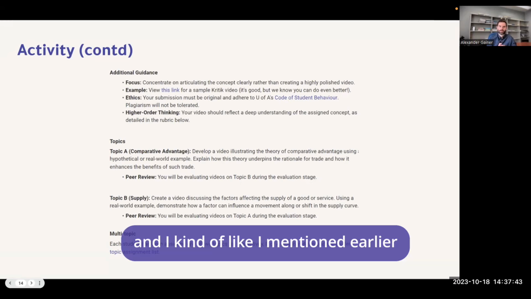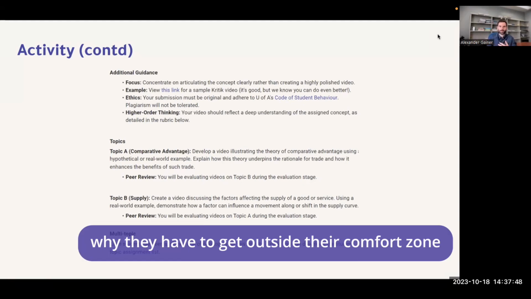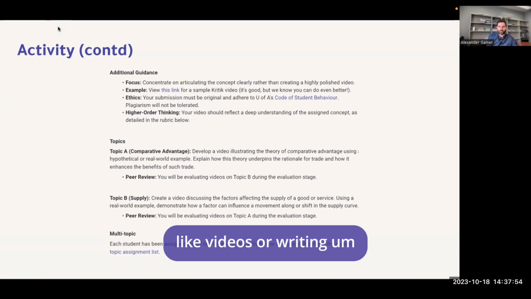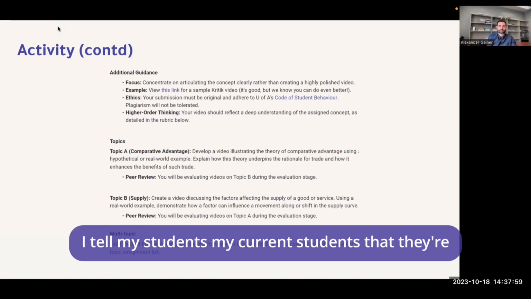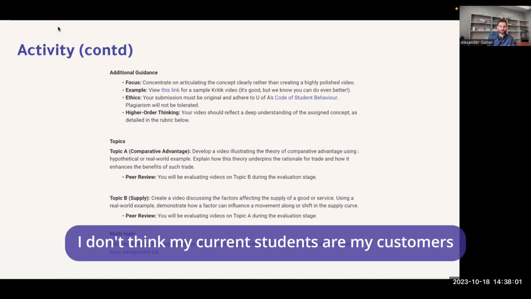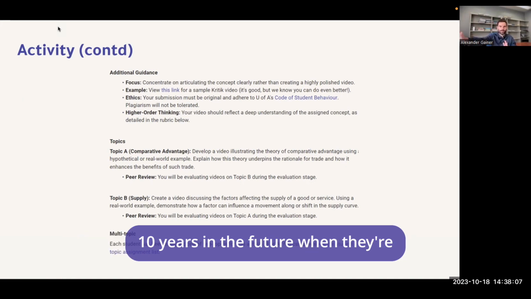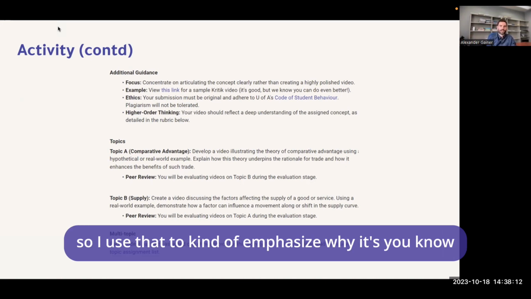And like I mentioned earlier, it's important to kind of sell it to your students, justify to students why they have to get outside their comfort zone and engage in peer assessment and do a higher order learning assignment like videos or writing. The spiel I kind of use in my class is I tell my current students that I don't think my current students are my customers. I believe my customers are my current students 10 years in the future when they've started their career and they're in their career. So I use that to kind of emphasize why I think soft skills are important.